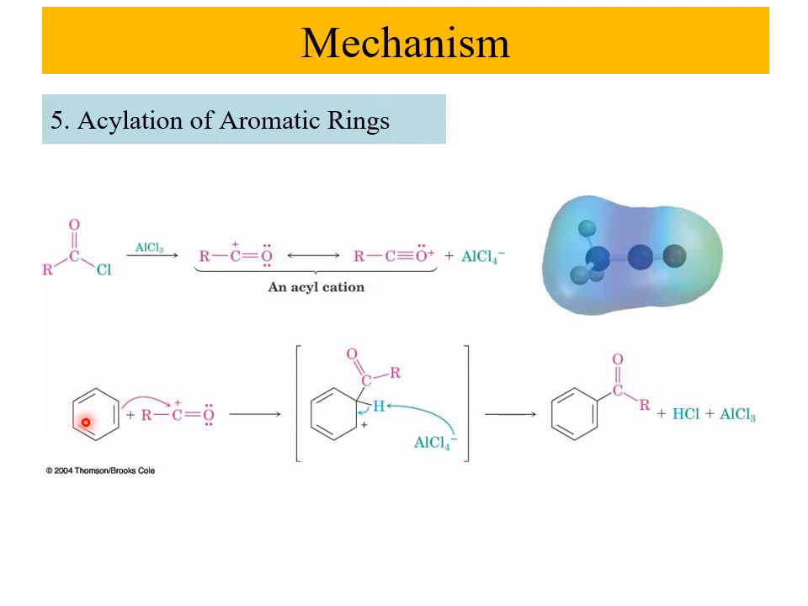Then for the second step, the benzene ring acts as a nucleophile, will attack the electrophile and form an intermediate, and there will be a deprotonation of the proton by the anion, forming the final product, and there will be formation of HCl and regeneration of AlCl3.